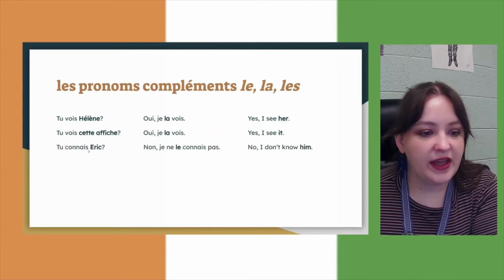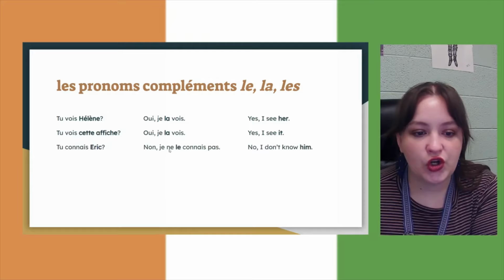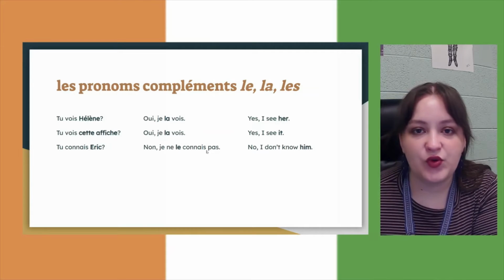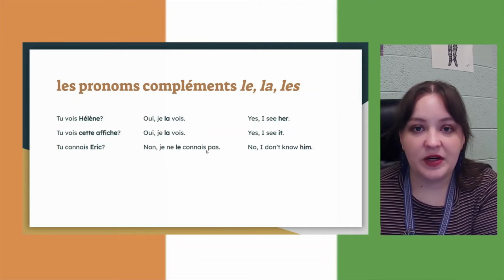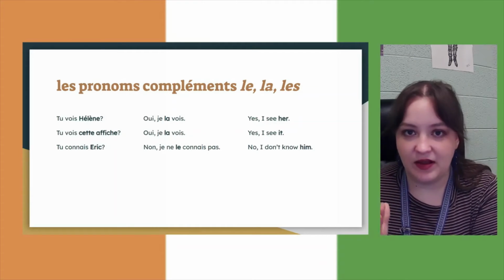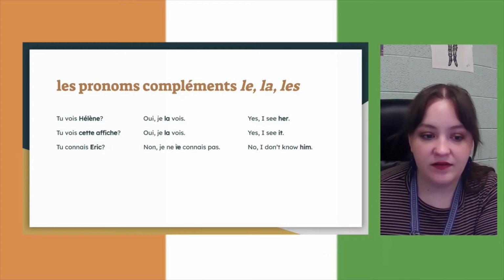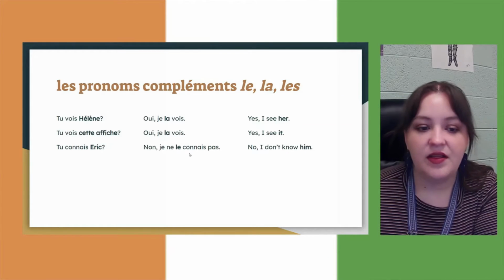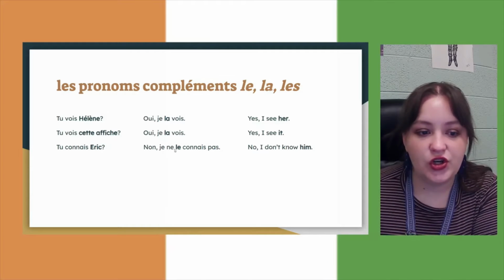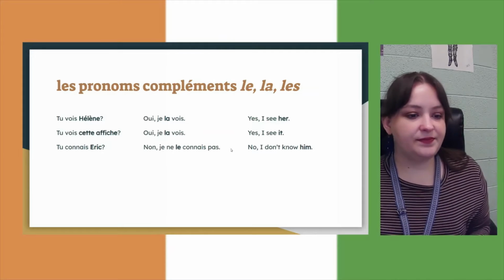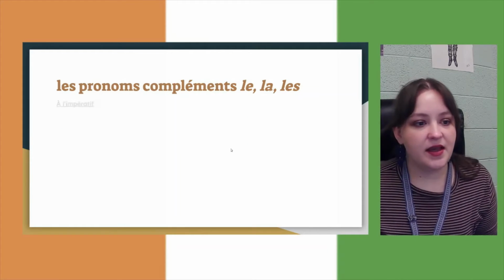Same thing, tu connais Eric? You know Eric? Non, je ne le connais pas. No, I don't know him. So here it is in a negative sentence. It works the same way as me, te, nous, and vous. Direct object pronouns have to go directly in front of the verb. Like, nothing can separate them. So ne goes in front of the object pronoun, then the verb, and then pas. Je ne le connais pas. Okay? That's it for that section.